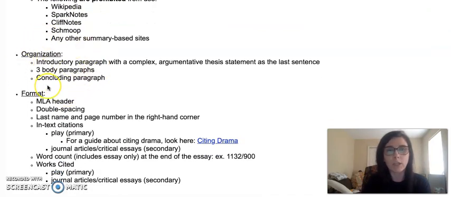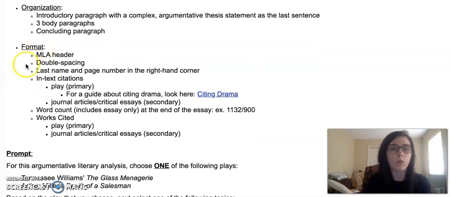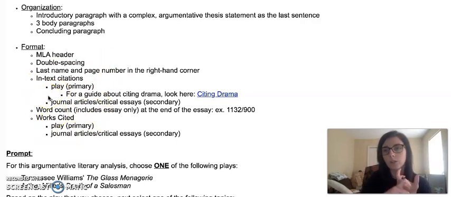Organization is standard, is what we've been doing. Your MLA expectations are all the same too. In citing a play, the play that you choose will be your primary source, just as the short story was for paper 1, your 3 poems for paper 2, and your 1 poem here, your 1 play here, for paper 3. In citing a play, I've given you a link here.